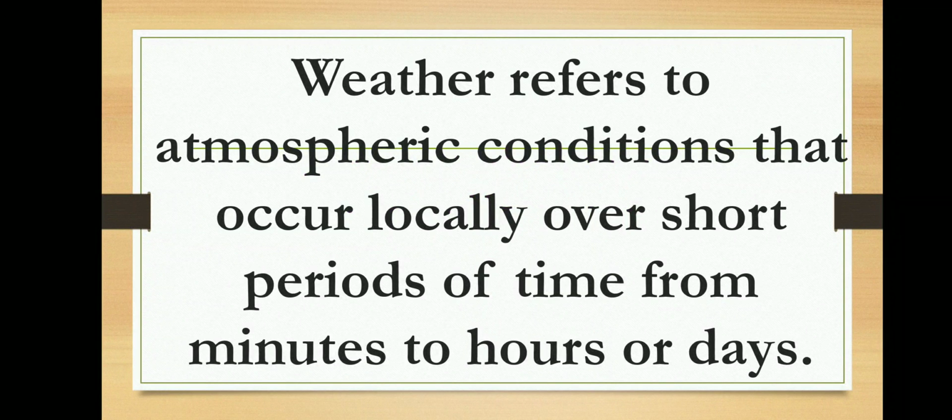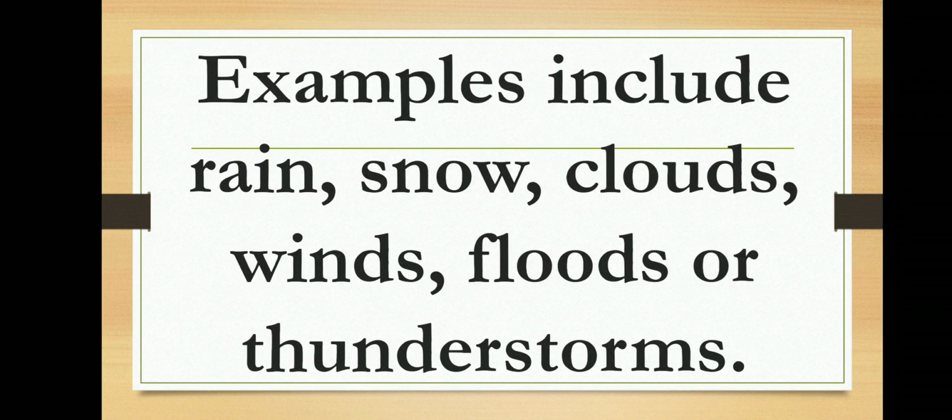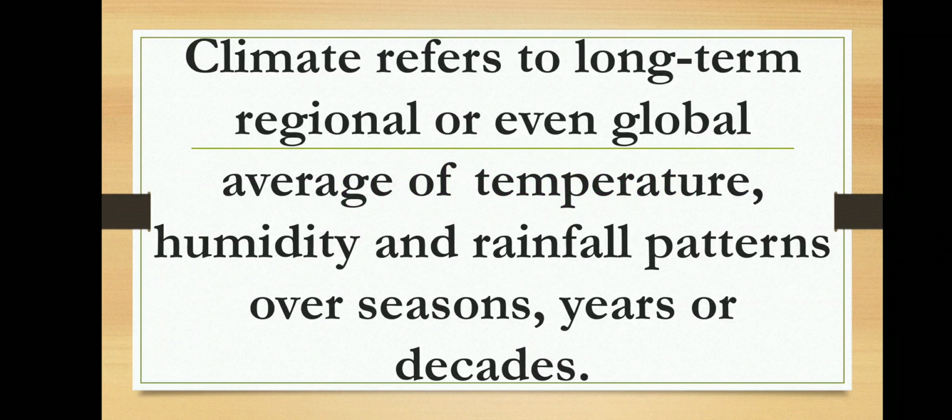Weather. Weather refers to atmospheric conditions that occur locally over short periods of time from minutes to hours or days. Examples of weather include rain, snow, clouds, winds, floods, or thunderstorms. Climate is another word associated with global warming. Climate refers to long-term regional or even global average of temperature, humidity, and rainfall patterns over seasons, years, or decades. So we understood climate and weather.